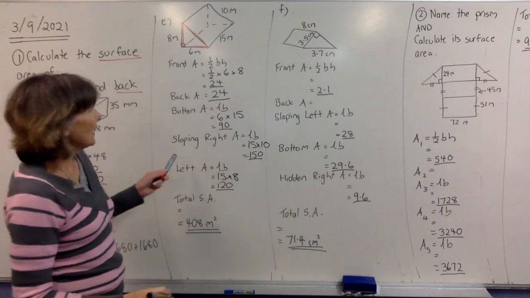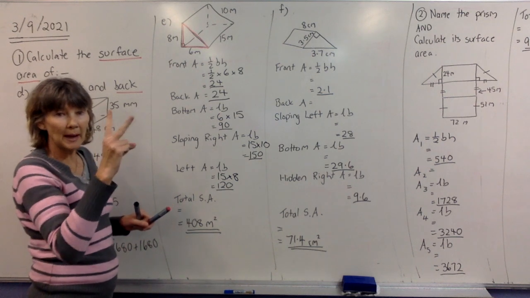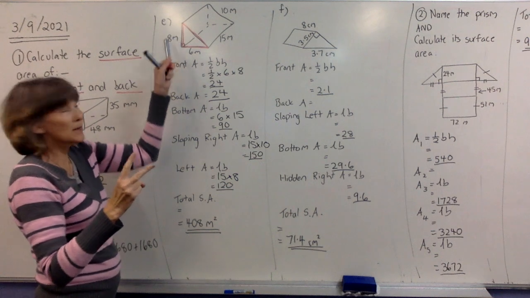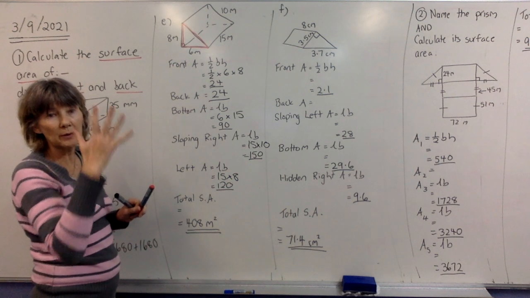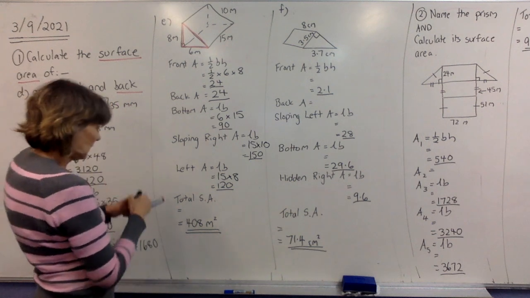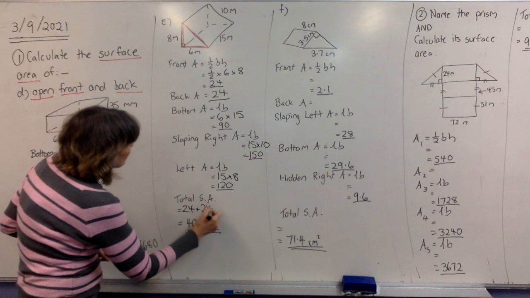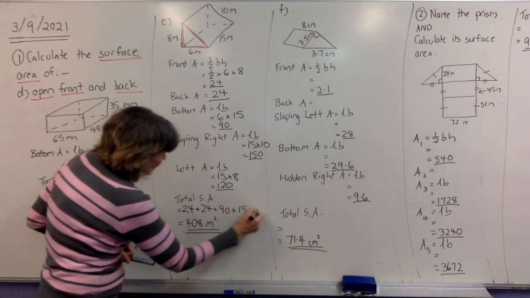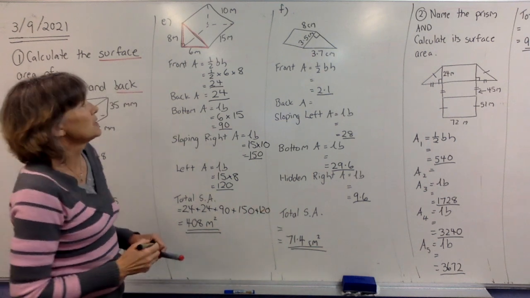So now we're going to add up all our surfaces. Remember, we've got our front and our back triangles. Then we have 3 rectangles coming off those edges. So we've got 5 surfaces all together. Let's add them all up, write them all down. 1, 2, 3, 4, and 5. Add them up and you get 408 metres squared.